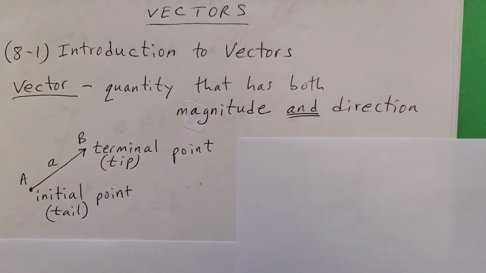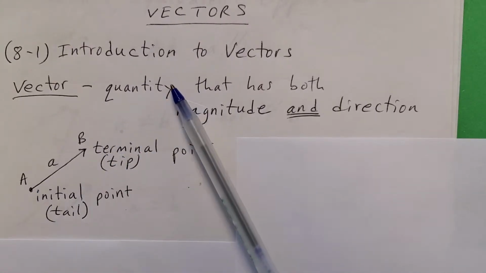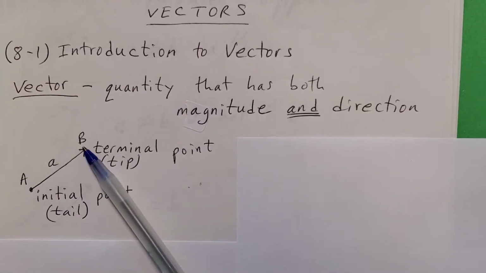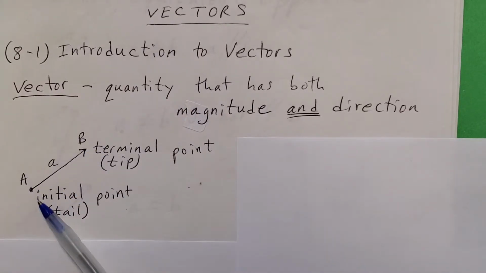So what we're saying here is there's something that's going that direction. Okay, so that's the direction. But also, it's not going forever, like a ray, if you remember in geometry. It goes from here to here. This direction and from here to here. So it gives us two pieces of information.